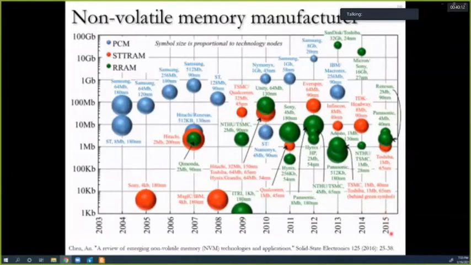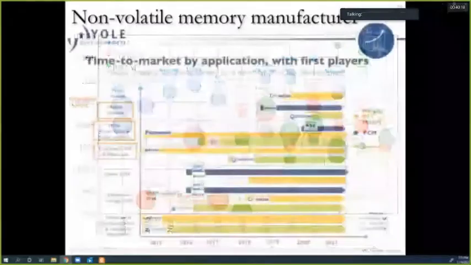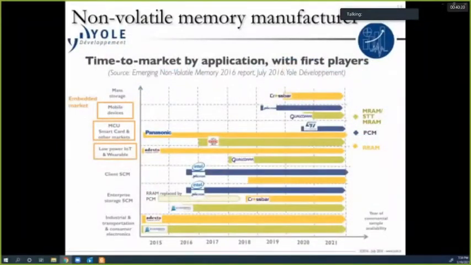Now the data shown here is up to 2015, and in the next slide, we are going to see some recent data. In recent years, we see that PCM, which is again represented with the blue color, is being produced by Micron and Intel in the recent days.